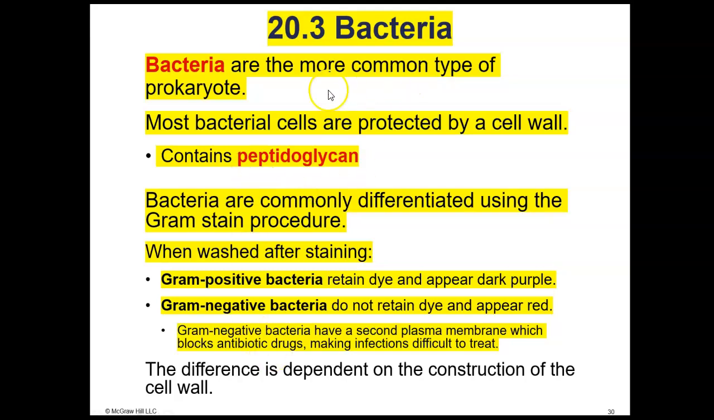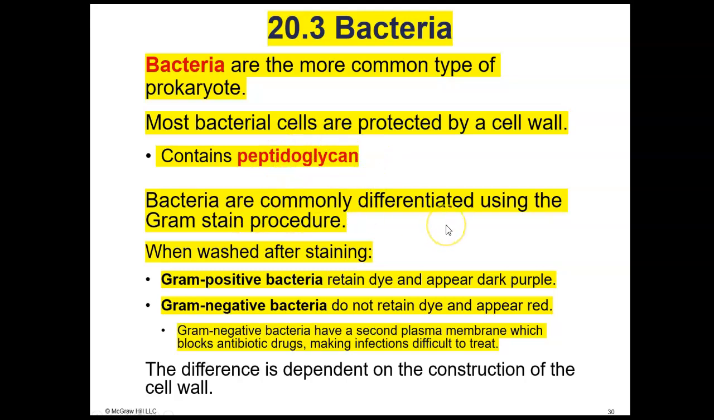They are the most common type of prokaryote. Most bacterial cells have peptidoglycan in their cell wall. Peptidoglycan. You say that with me. Peptidoglycan.